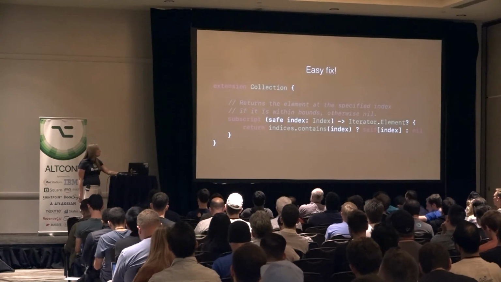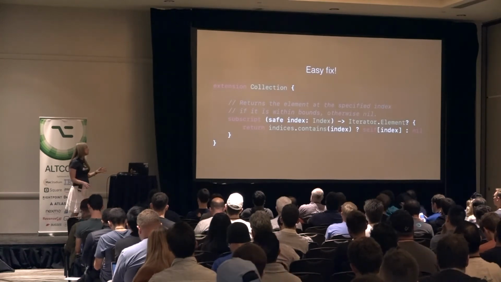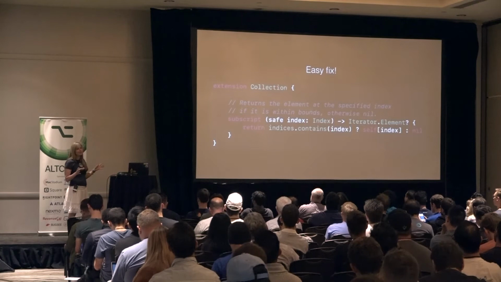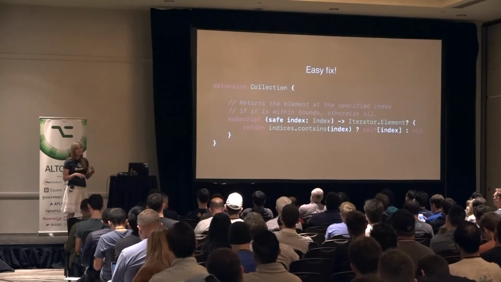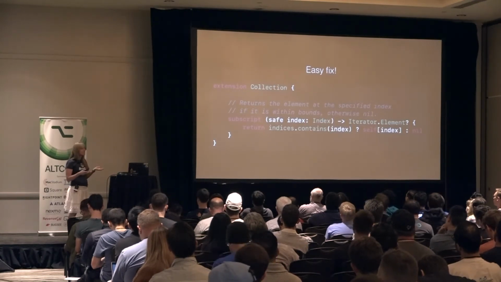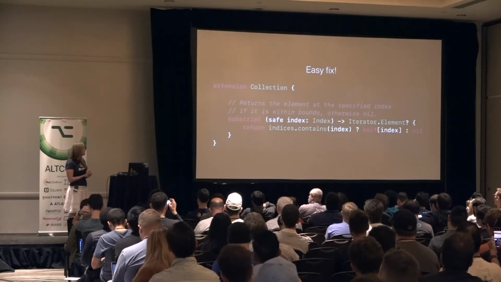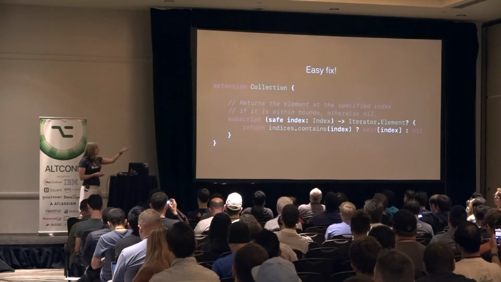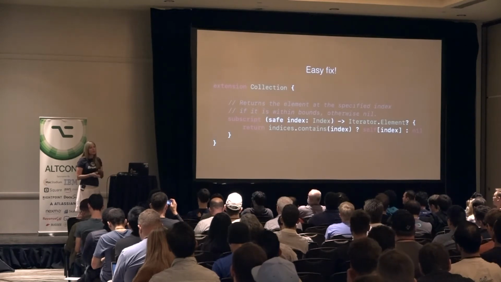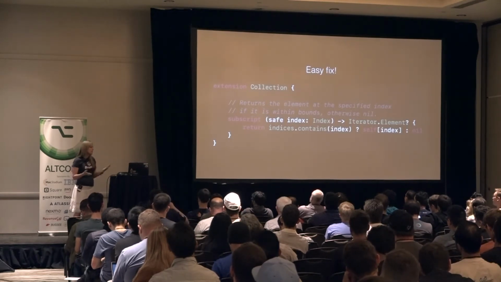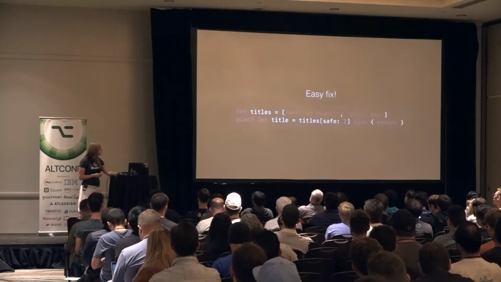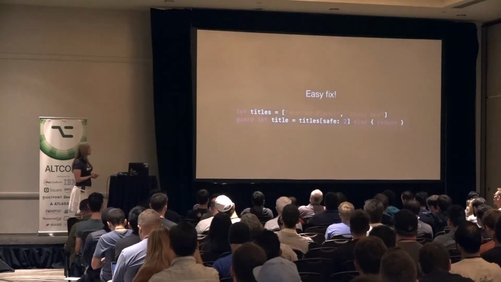So at Breaker, we do a kind of dirty fix, which is that we have these extensions that check for safe values, and basically just check if the object is in the collection or in the array. And if so, return it, otherwise return nil. So instead of crashing, this now becomes an optional, right? So here's what it would look like to use that. Here's the list of titles.